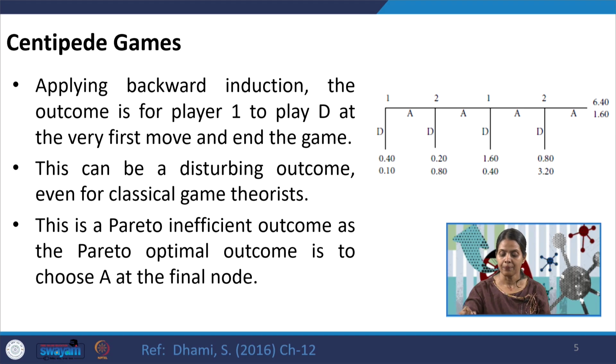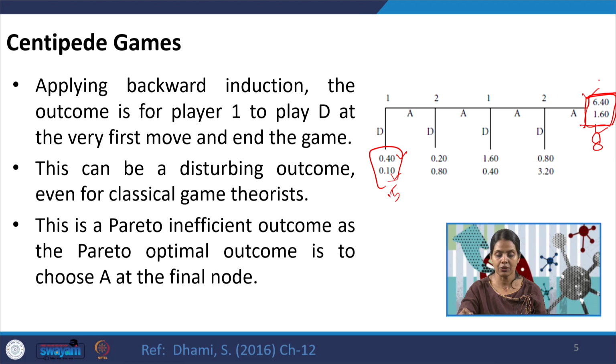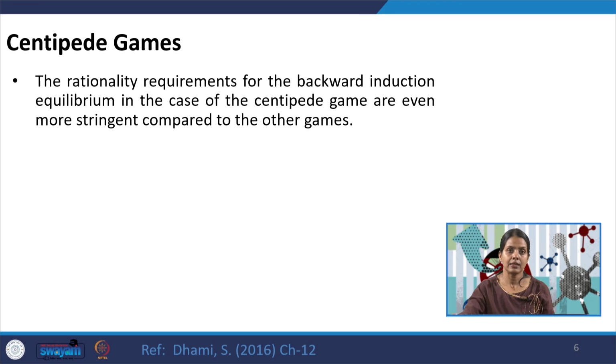Basically, as you can see, if you consider the D outcomes and the outcomes at the final node, then of course both of them are better off, and the total pie size is also much greater. Here it is 0.5 and here it is 8. So, both of them will benefit here, and as a result this is a Pareto efficient outcome, but still the Nash equilibrium is this, which is a Pareto inefficient outcome. The rationality requirements for the backward induction equilibrium in the case of the centipede game are even more stringent compared to other games.